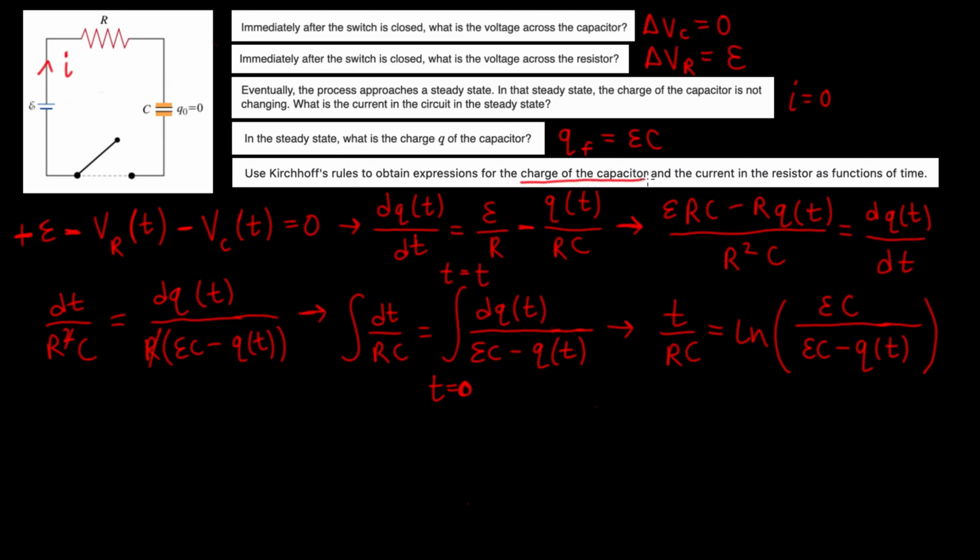And remember that we're trying to find the charge of the capacitor as a function of time, meaning we want to solve for this variable right here that I circled. And so we need to isolate this variable. But notice that there's a problem, because in order to isolate that variable Q of t, or the charge as a function of time, we have to get rid of this natural log first.